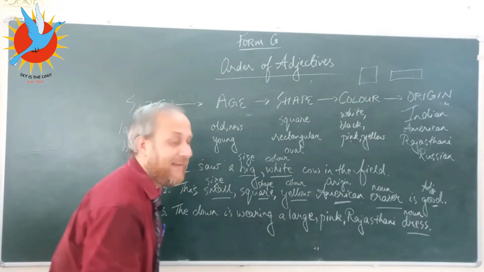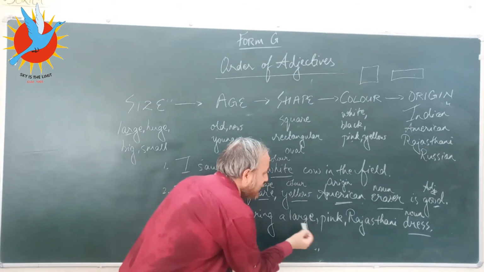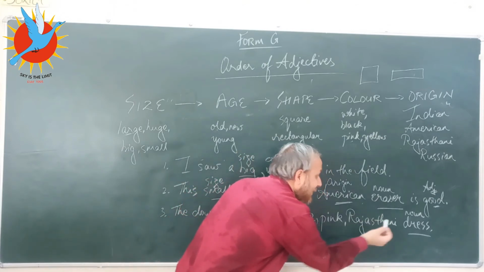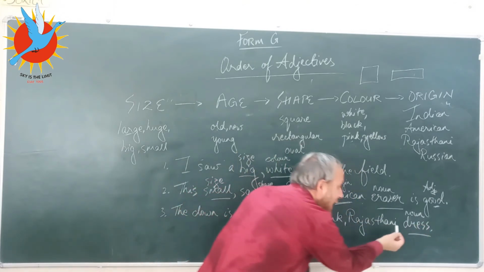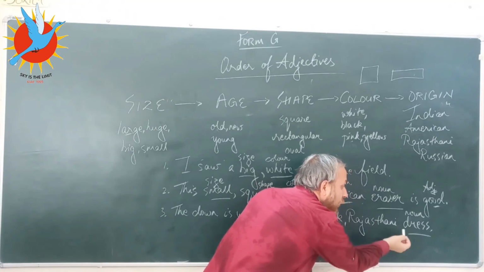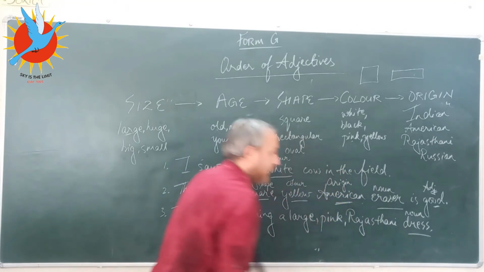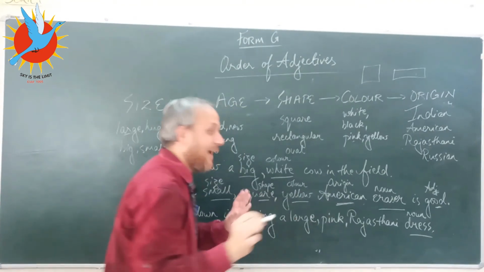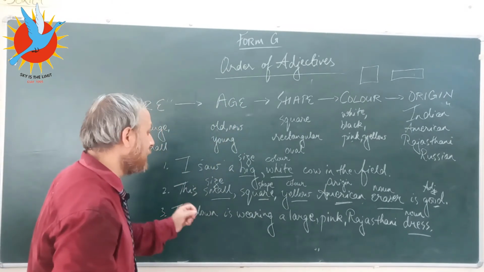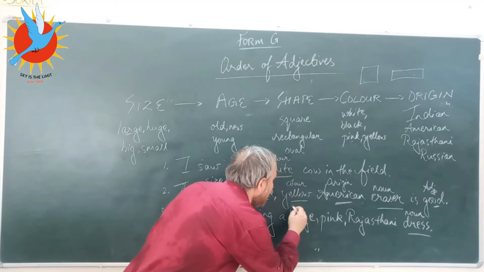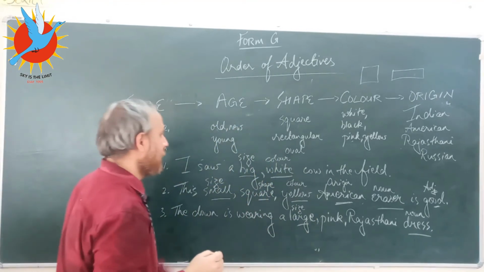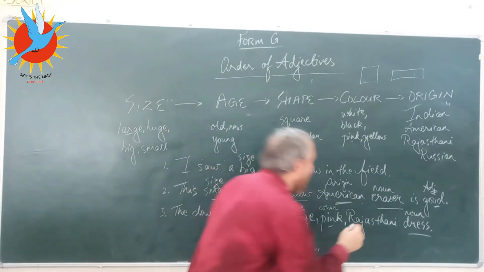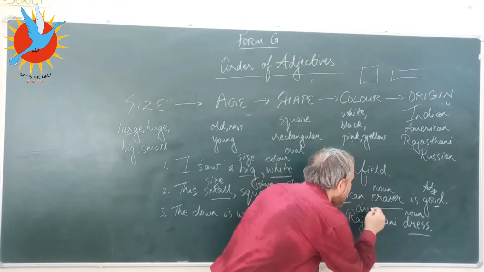Okay. So look at the way I've placed the commas. After the first adjective I've placed the comma, after the second adjective I've placed the comma, but the adjective that comes right before the noun, there is no comma here. Please don't place or use a comma here. Likewise, there is no comma out here. Okay, fine. I'm sure you have understood. So the clown is wearing a large. Large is again an adjective of size. Pink is an adjective of color. Rajasthani is an adjective of origin.